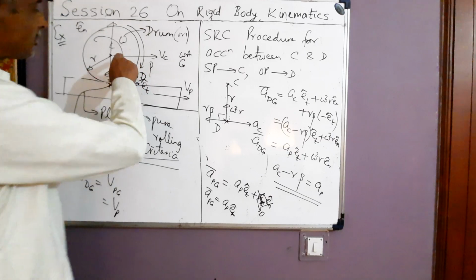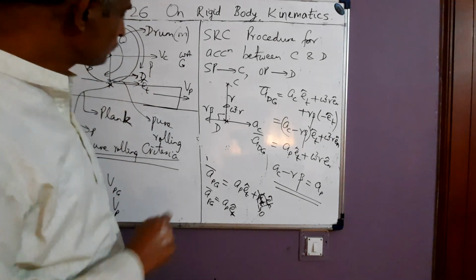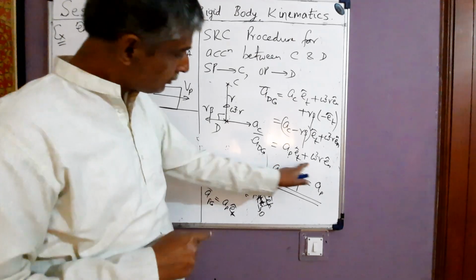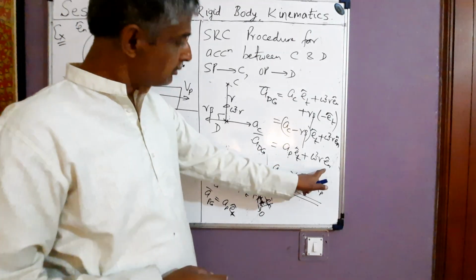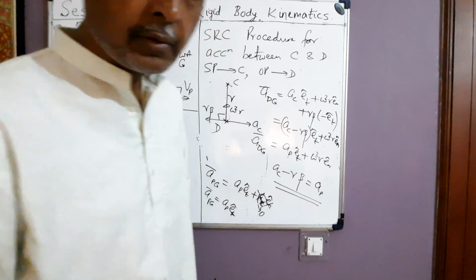But when one body undergoes pure rolling over another rigid body, then the accelerations of the 2 points in contact are equal only along the common tangent plane. Along the common normal, the accelerations of the 2 points are not equal. So this is the similarity and this is the difference. Fine.